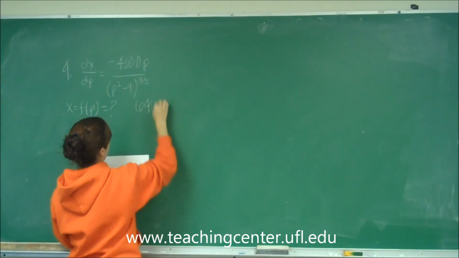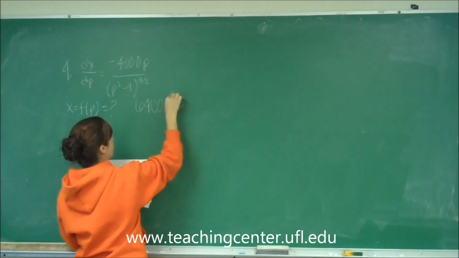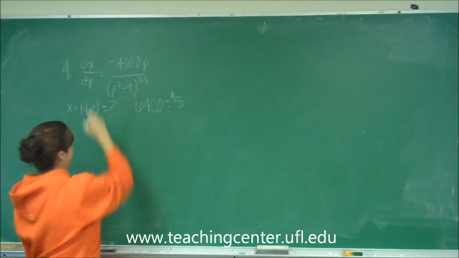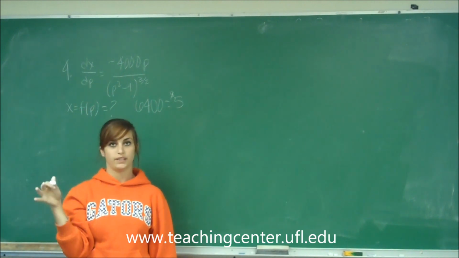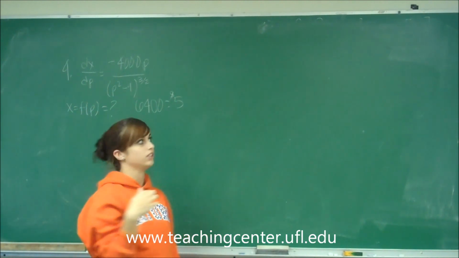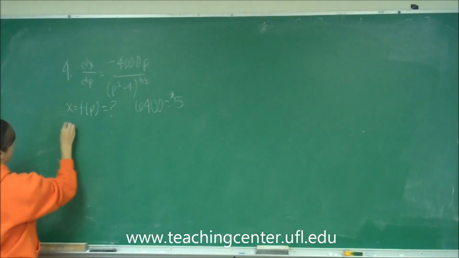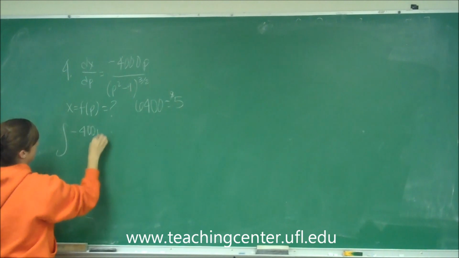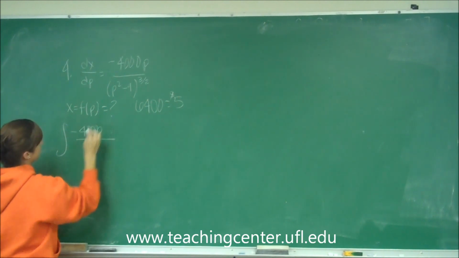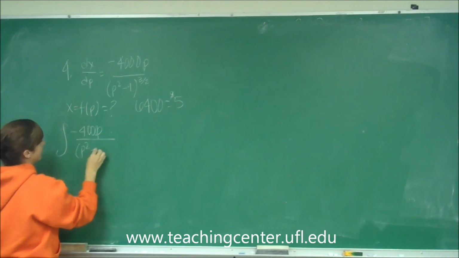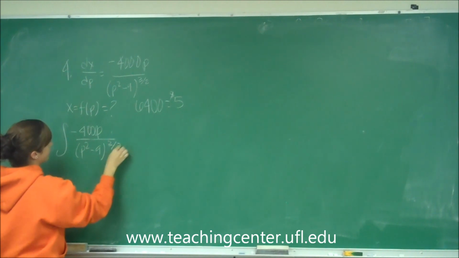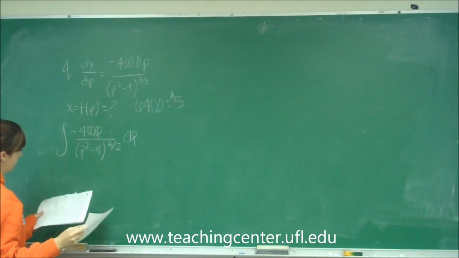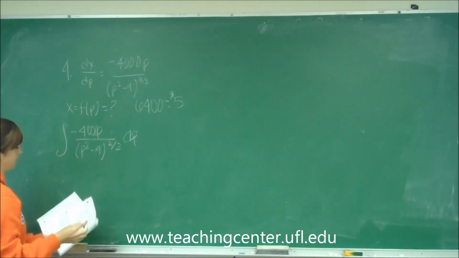So 6,400 when the price equals $5. We are given a derivative and they're asking us for the original function, so we're going to have to take the integral. The integral of negative 4,000p over (p squared minus 9) to the 3/2 dp. We are going to use u substitution.